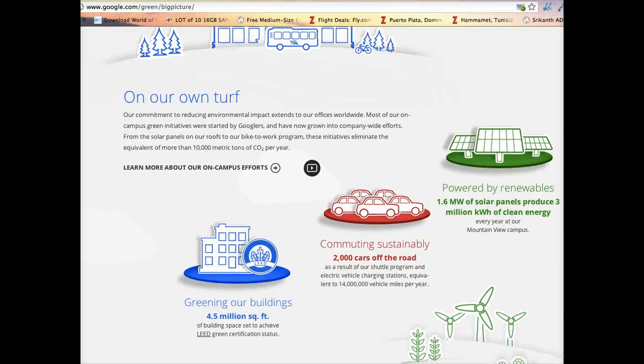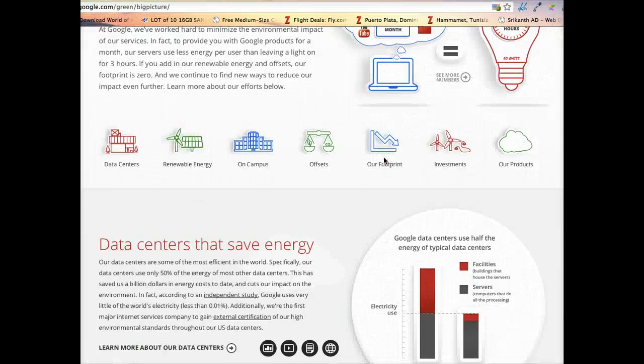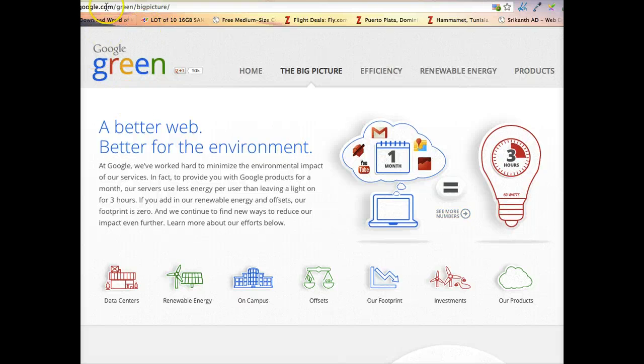Finally, I've just got the Google Energy page if you want to find out more about how much energy Google uses. But basically, you've got the idea. I don't want to rant on. I hope I haven't confused you too much.